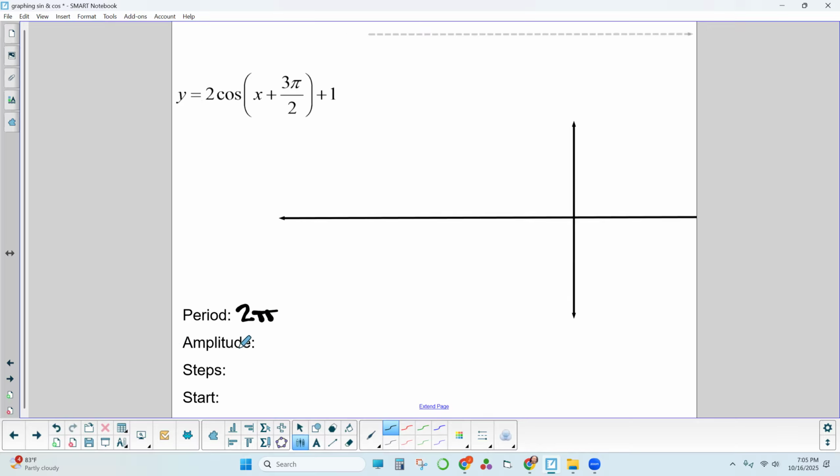The amplitude is the height of the waveform, okay? So it's basically the distance between the midline and the high line and the midline and the low line.